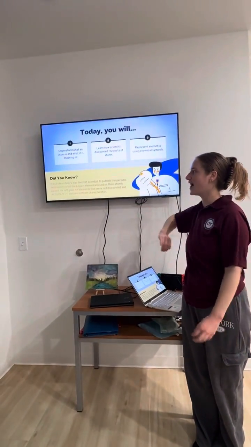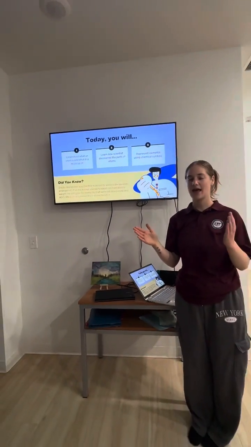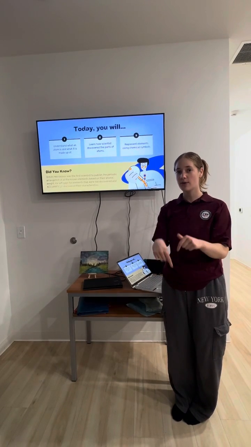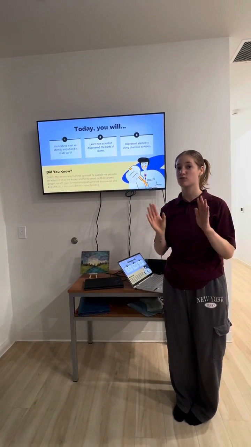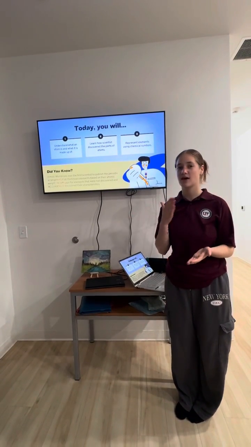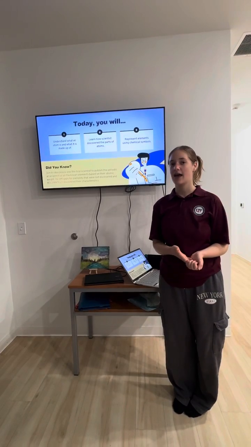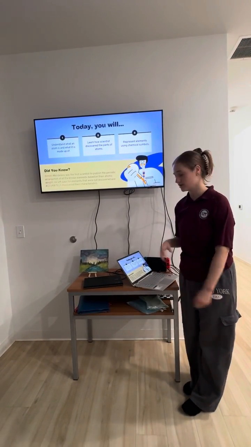This is just a fun little fact. Dmitri was the scientist who published the periodic table, and he arranged all the known elements at the time in order by atomic mass, which we'll learn about later in this lesson. And he left gaps for the elements that hadn't been discovered yet, and he was able to accurately predict some of their characteristics.